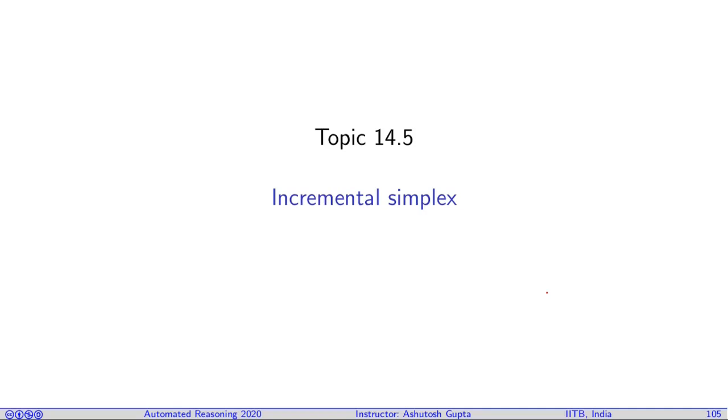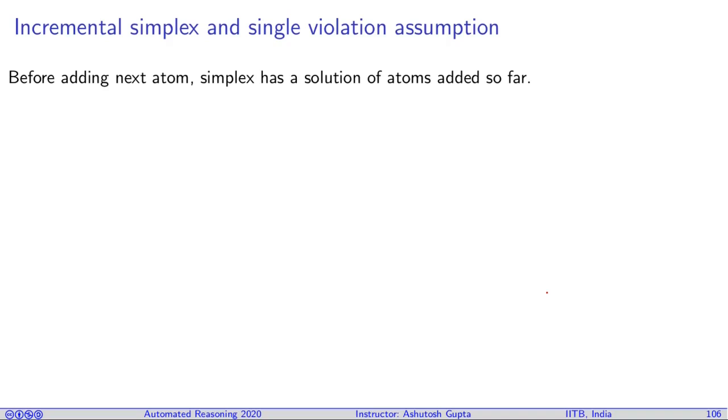Now let's put this together and see how the incremental simplex works. Before adding the next atom, simplex has a solution for the atoms added so far. That's our assumption. You add an atom, let's say Cx less than or equal to delta, and we do this.